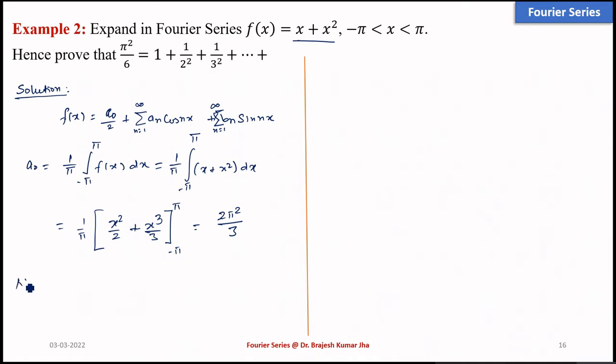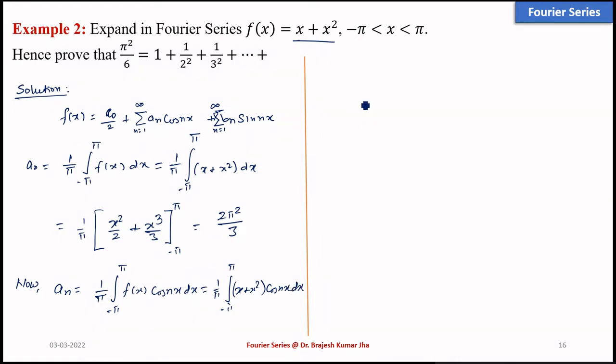Now we evaluate the value of an. So always write the formula first. What is the formula for an? It is 1 upon pi, integral from minus pi to plus pi of f(x) cos nx dx. It will be 1 upon pi, integral from minus pi to plus pi, and it will be x plus again x squared, cos nx dx.